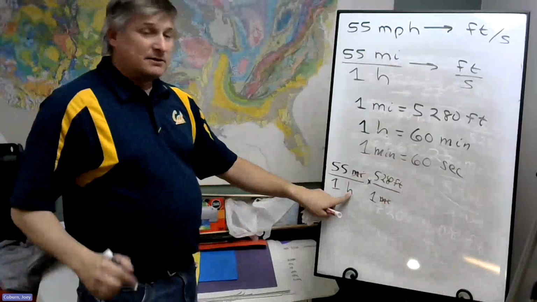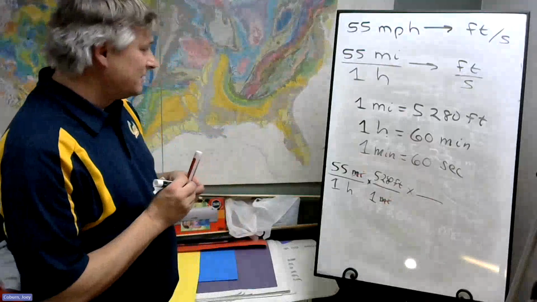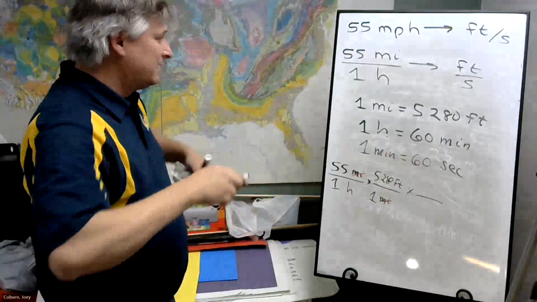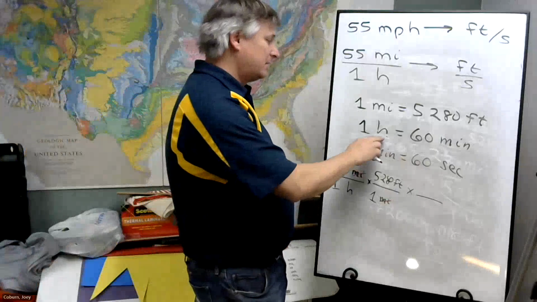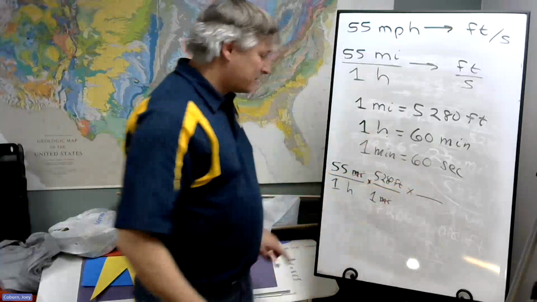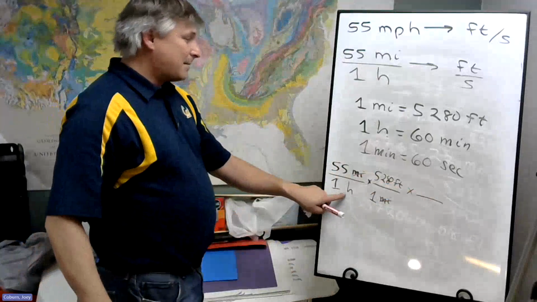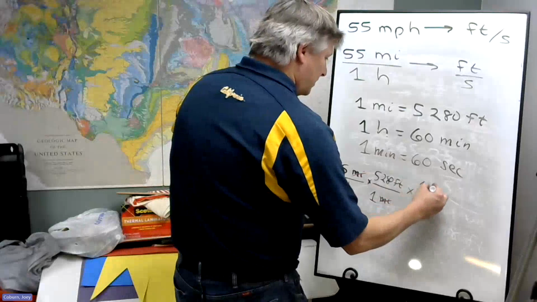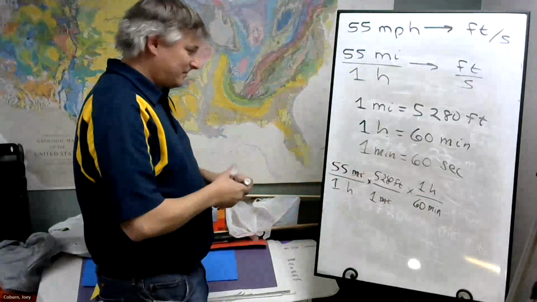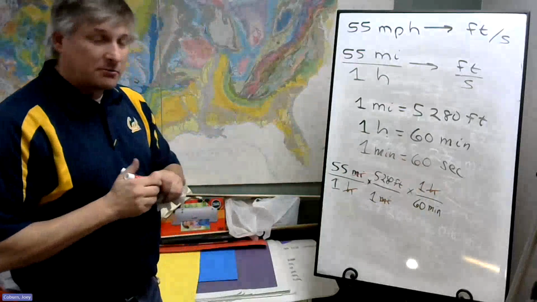Now we need to turn hours into minutes. So I'm going to tack on the next link in this chain. And I want hours to cancel and minutes to remain. Now, hours will only cancel because hours are on the bottom, they now need to be on top. Remember, we want them on opposite sides of our fraction bar. So I'm going to do this. 1 hour equals 60 minutes. Bottom, top, we're okay.